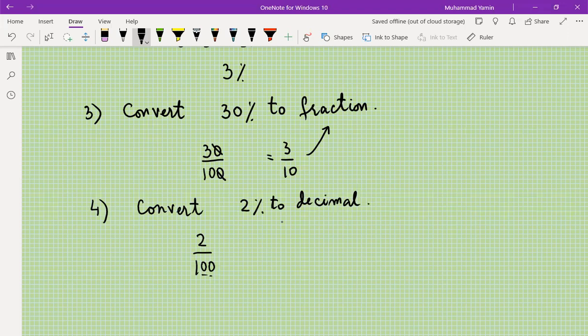Right now we can see that with 2 there is no decimal, right? The decimal is just at the end. When it is shifted back, we have to shift it back 2 places, 2 steps. 1, 2. That means a 0 should come before 2 to insert a decimal.